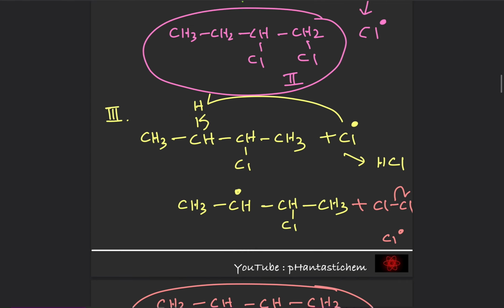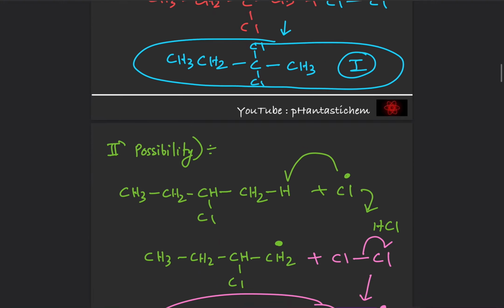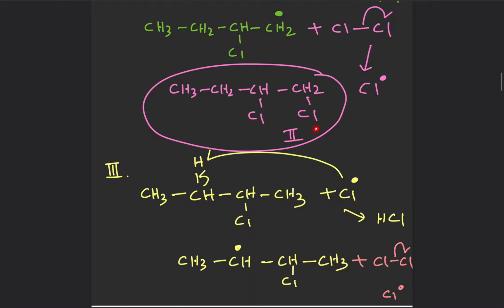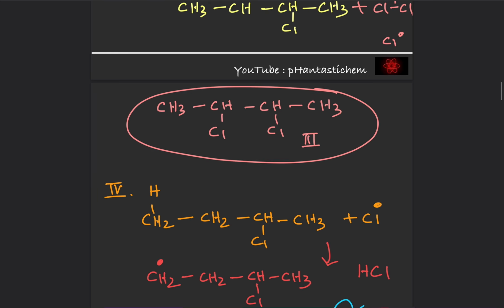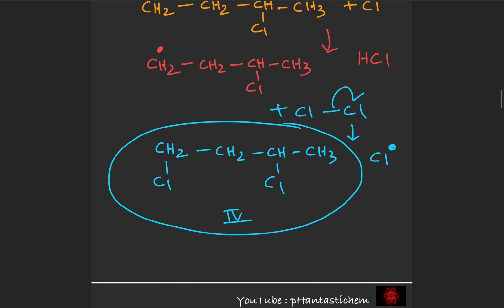Okay, so this is the first one, first dichloro product. This is the second one, this is the third one, and this is the fourth one, and all four of them are different. And in the question they have said to ignore stereoisomers. Okay, so therefore the answer is going to be 4. The number of different dichloro compounds that we get is 4.